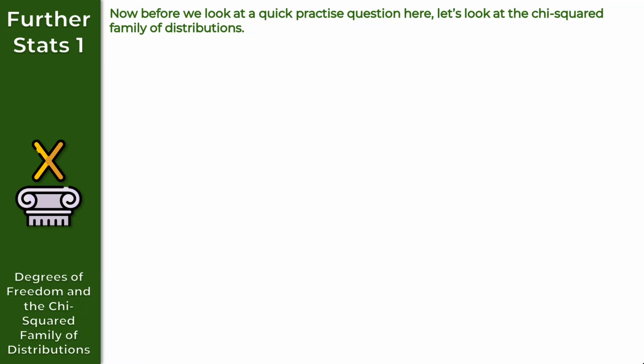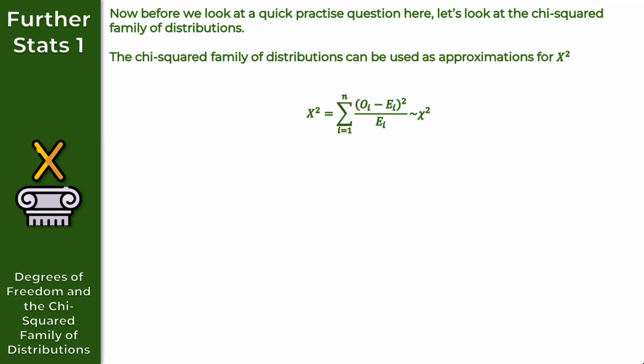Before we take a look at a quick practice question, let's look at the chi-squared family of distributions. The chi-squared family of distributions can be used as approximations for x squared, which is our chi-squared value. All I've got here is the mathematical equivalent of this sentence. This result should not be new to you. We established it in the previous video on goodness of fit, and this gives us our test statistic. We do have one issue here.